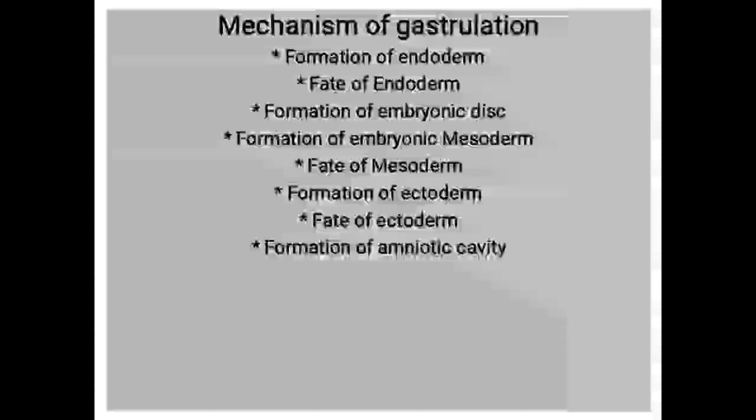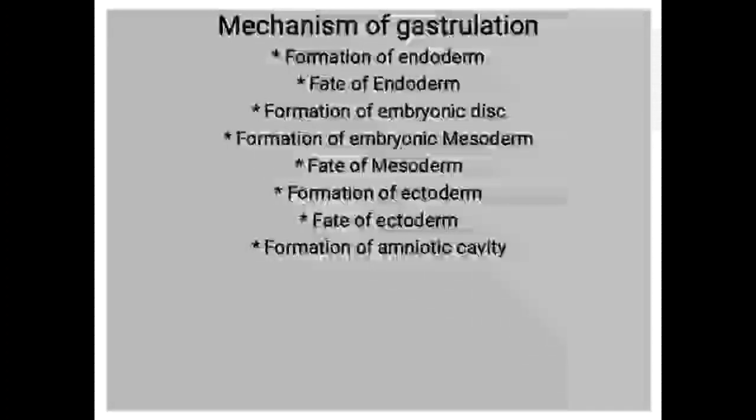The developmental fate of cells of each of these primary germ layers is determined to develop specific organs and organ systems of the individual, and that fate is the same in all the triploblastic animals. So when we discuss the mechanism of gastrulation, it includes the formation of the following structures. Number 1, formation of endoderm.